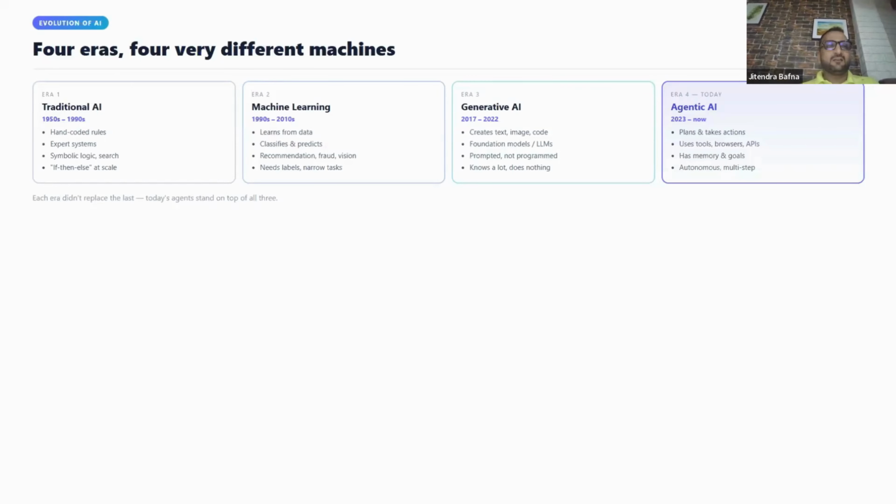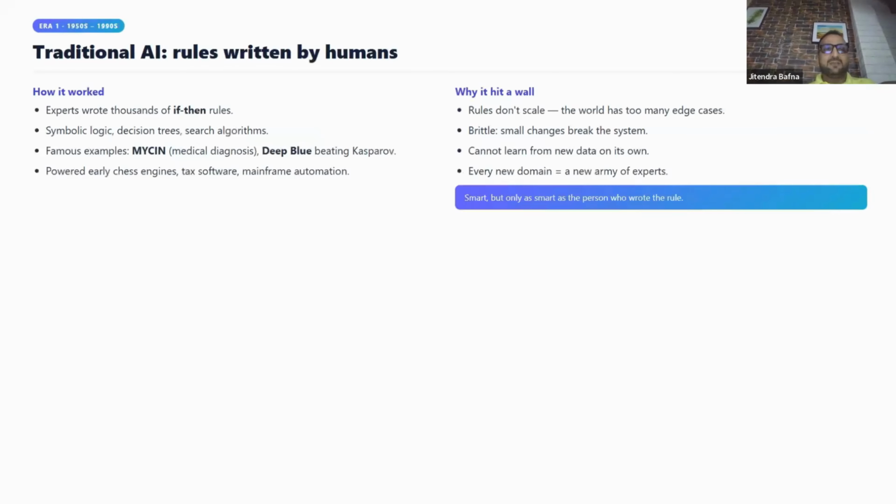So that is how agentic AI has evolved over the years. As I mentioned, traditional AI is rules written by humans. It's a simple if-else rule: if X, then Y; if P, then Y. Examples include symbolic logic, decision trees, and search algorithms.